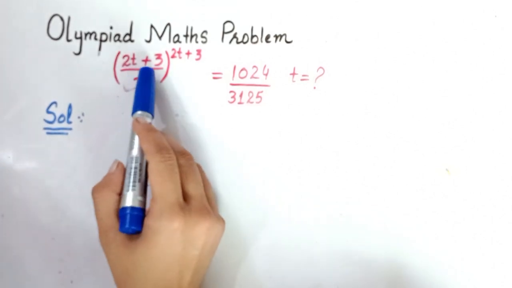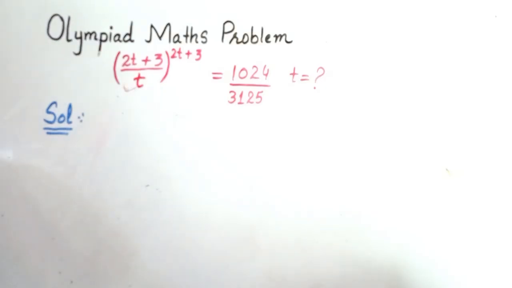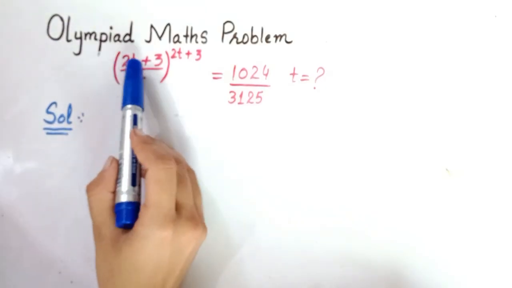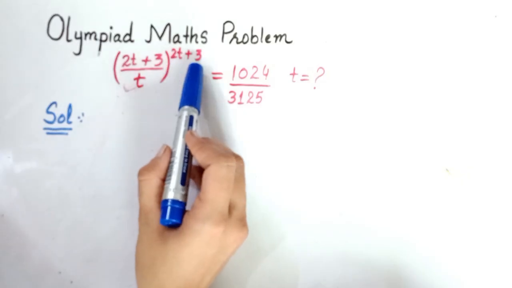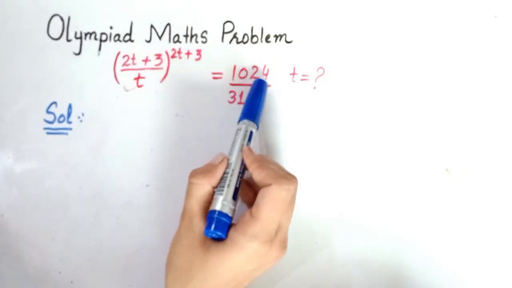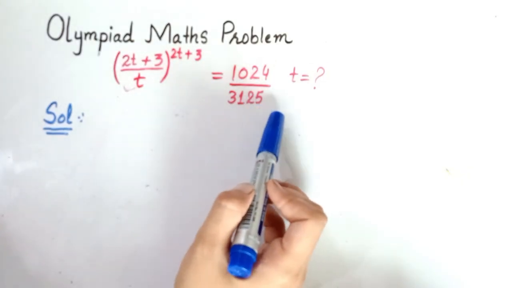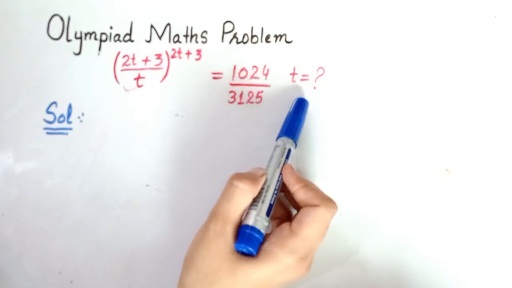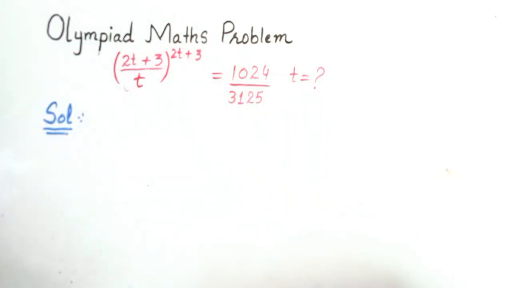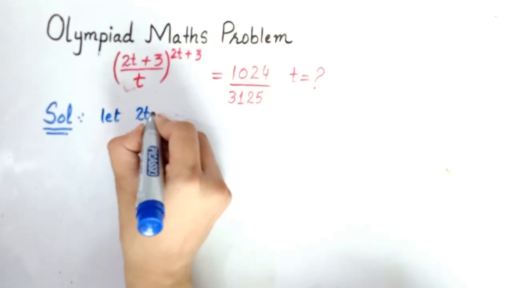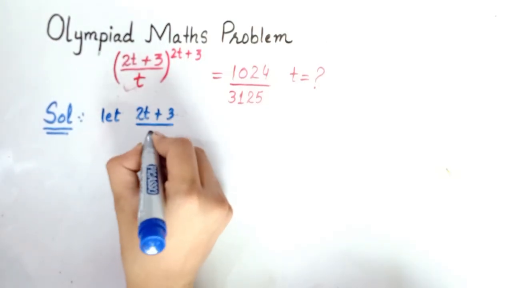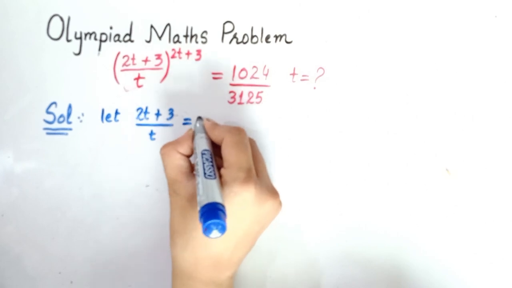In today's video, we will solve a very interesting Olympiad math problem: (2t+3)/t, and the whole power is 2t+3, equals 1024/3125. You have to find the value of t. So we will start solving this question. Let (2t+3)/t equal x.